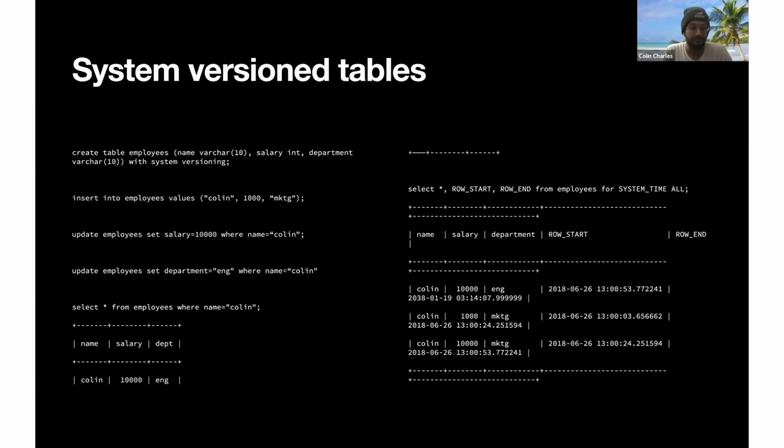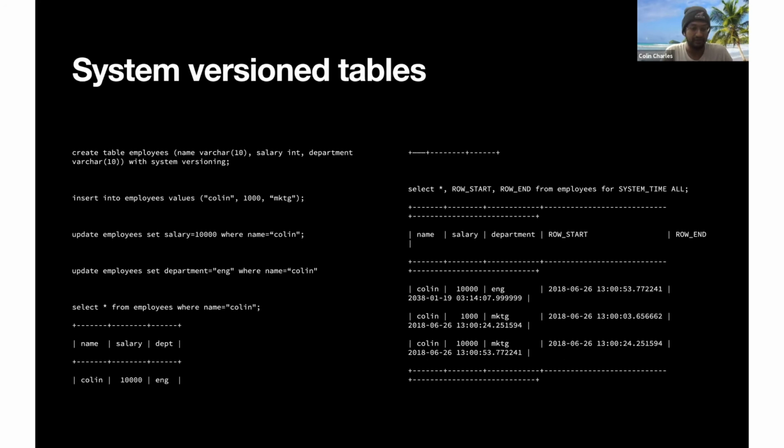In this case, you're creating a table employees with system versioning. You've got name, salary, department. You insert into employees values Colin, earning $1,000, working in marketing. Now the salary is updated to $10,000, and then he is switched to the engineering department.